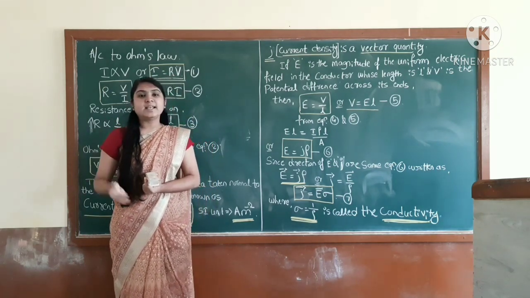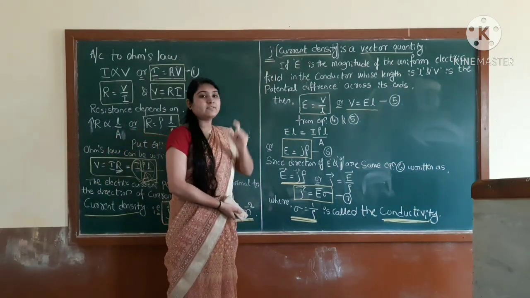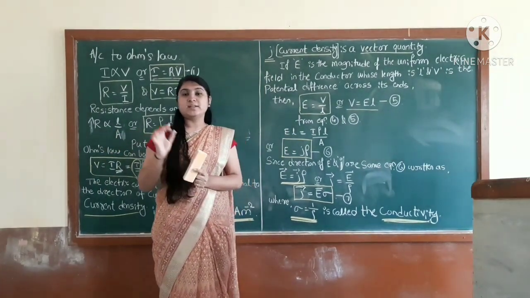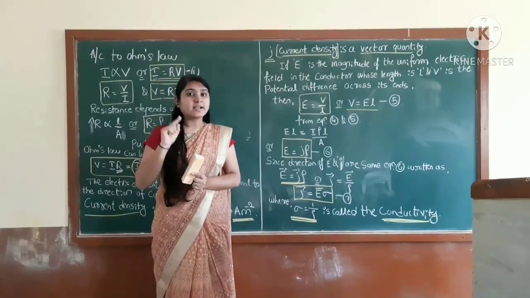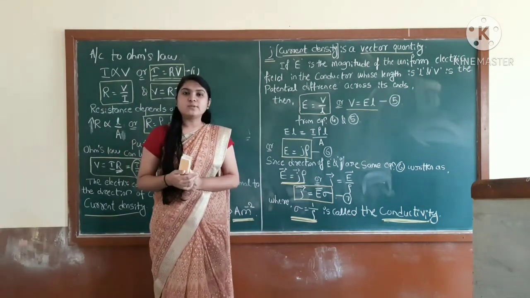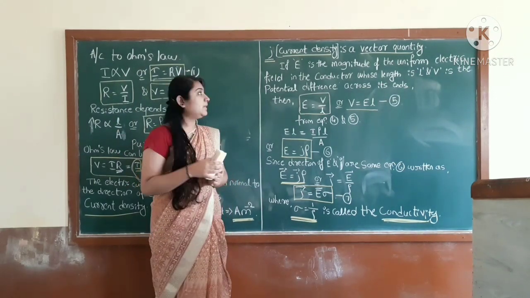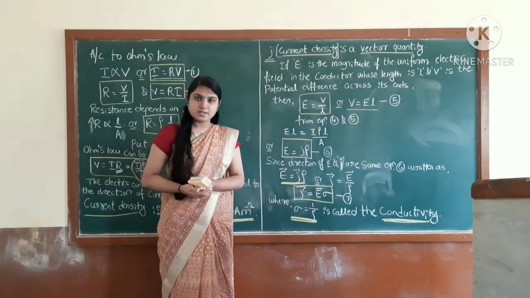That is a scalar quantity. Here our current density will be a vector quantity. That means it has a direction, correct? See, current has a direction. It will move from the positive to the negative of the battery, right? That means the current density also has a direction, correct?